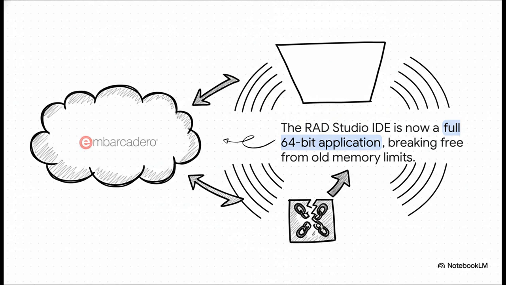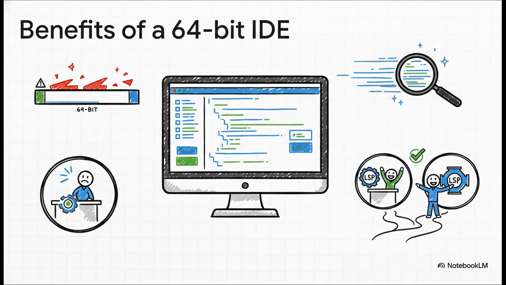Before, it was like working in a tiny workshop. Now, it's like moving into a massive warehouse. Look, if you've ever worked on a truly massive project, you know the pain of seeing that dreaded out-of-memory error crash your IDE. Well, the new 64-bit architecture essentially makes that a thing of the past. The IDE can now handle gigantic projects without even breaking a sweat.